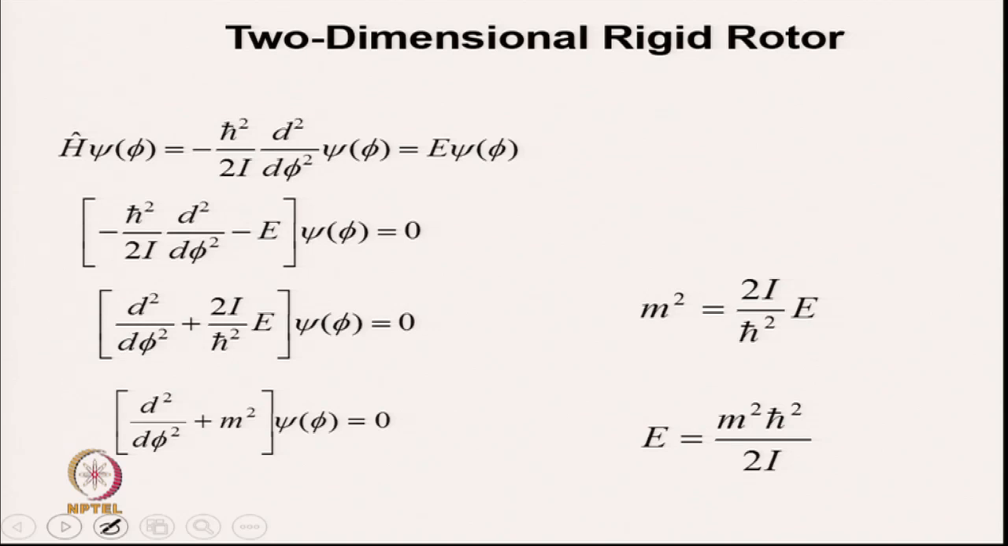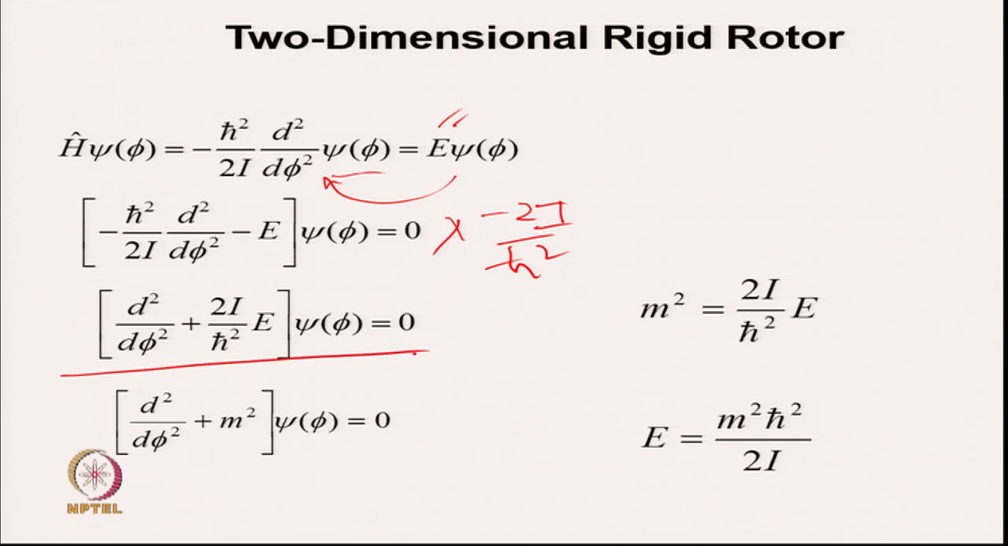Now, if we apply it to the wave function of this rotational motion, then we can get the energy. So, you have minus h bar square by 2 I d square by d phi square, and if you bring it here, minus E psi phi is equal to 0, and just to simplify it, multiply this equation by minus 2 I by h bar square, and you will get this equation. Why are we simplifying this? Because the solution of this kind of equation is well known.